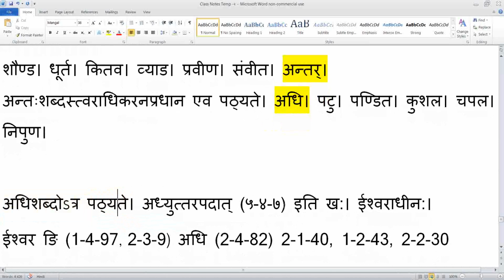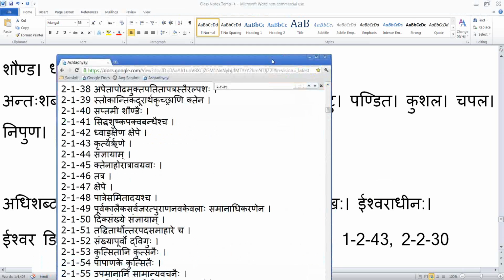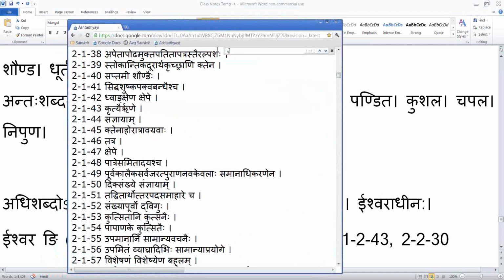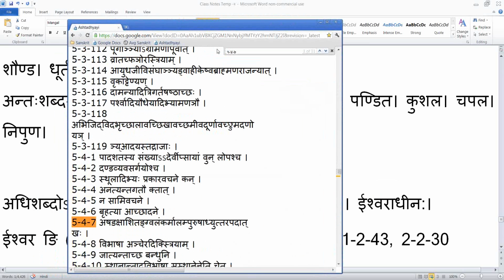Adyuttara padat iti kha. This is the pratyaya kha. But why do we need that right now? Because that kha pratyaya has to be used when adhi is uttarapadam. This 5-4-7 is a nitya karya. This says pratyaya kha. So adhyuttarapadat, 5-4-7, which is not really today's topic, but to form the word adhina, ishvara adhina, etc., we have to use 5-4-7.